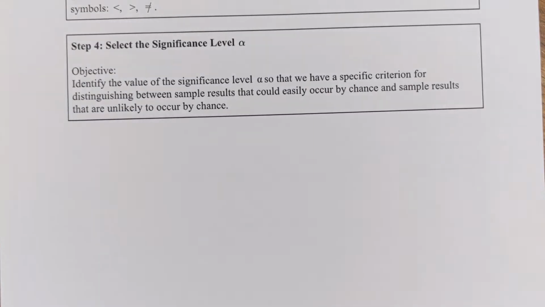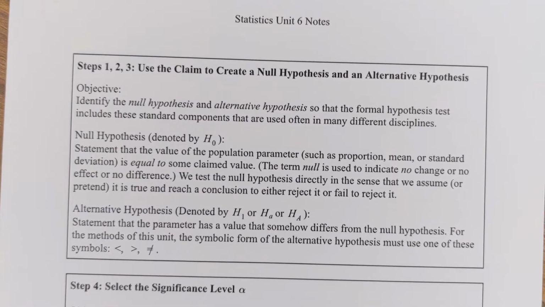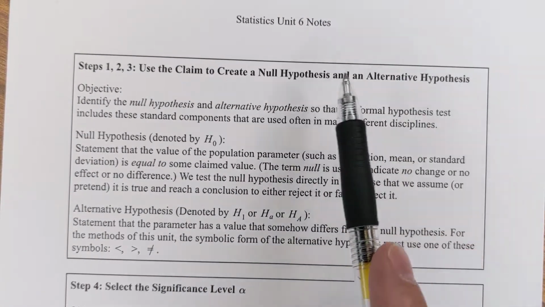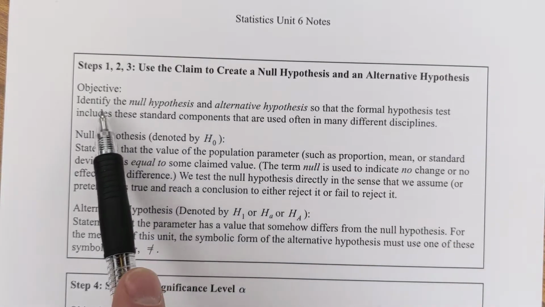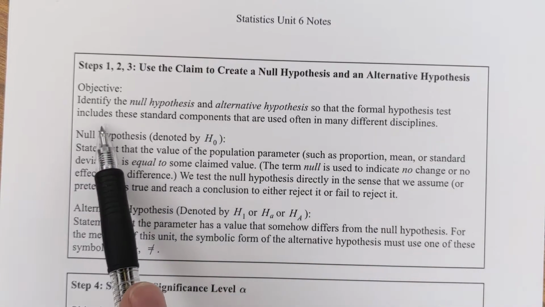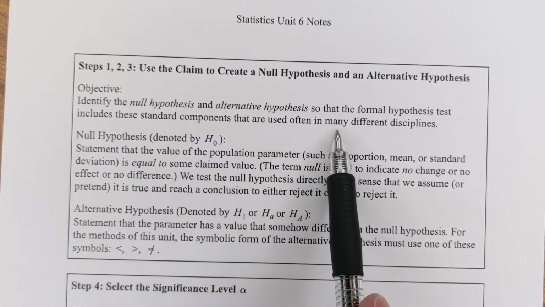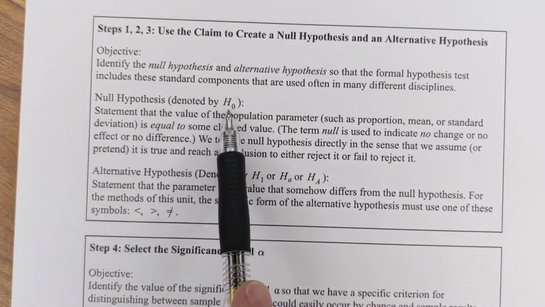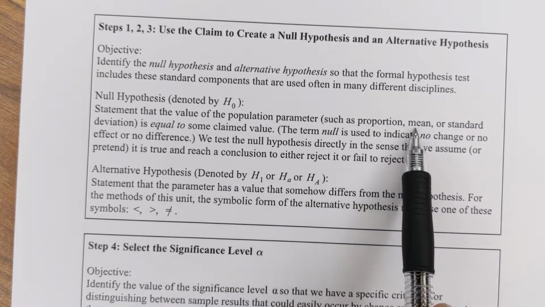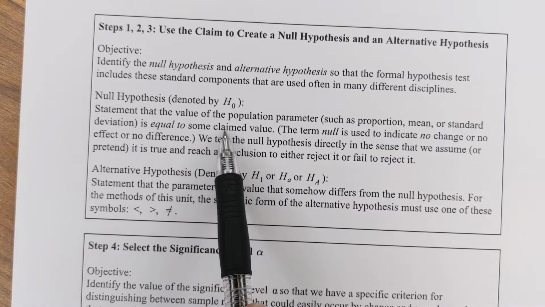So now we break down how to get through those steps. Steps 1, 2, and 3: use the claim to create a null hypothesis and an alternate hypothesis. So null is H0, alternate is H1. Identify the null and alternate hypotheses so that the formal hypothesis test includes these standard components that are used in many different disciplines. So null hypothesis, H0, is the statement that the value of the population parameter such as proportion, mean, or standard deviation is equal to some claimed value.